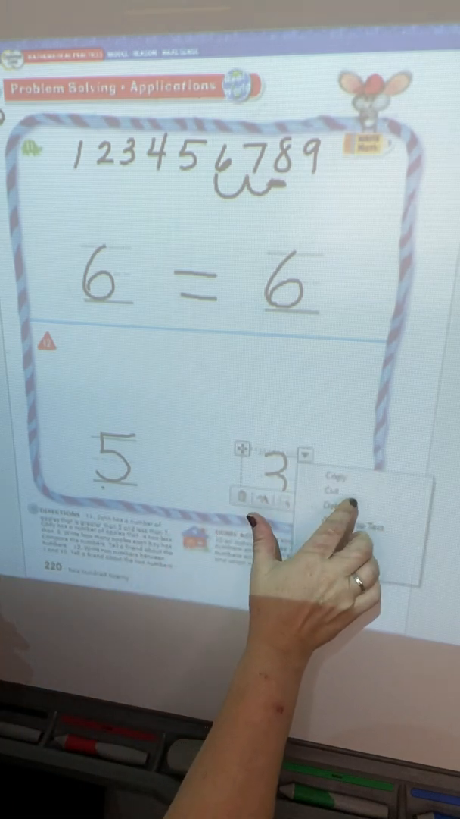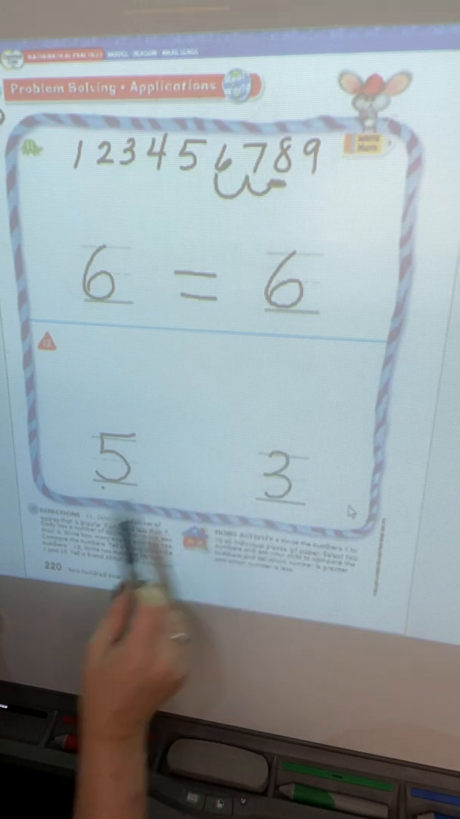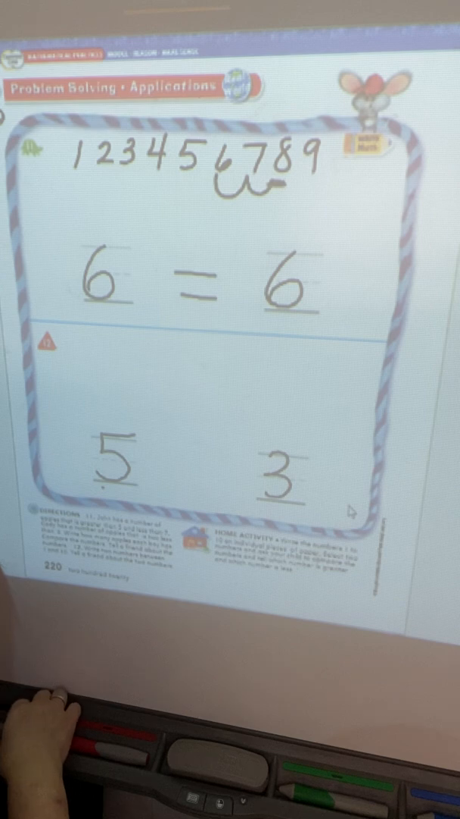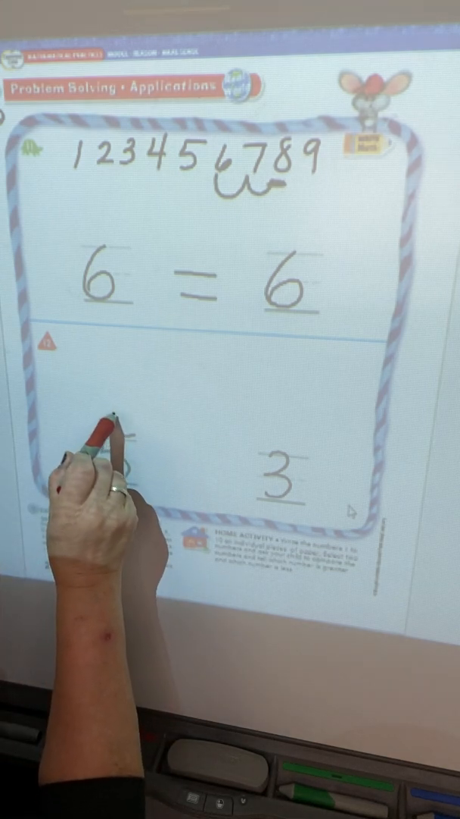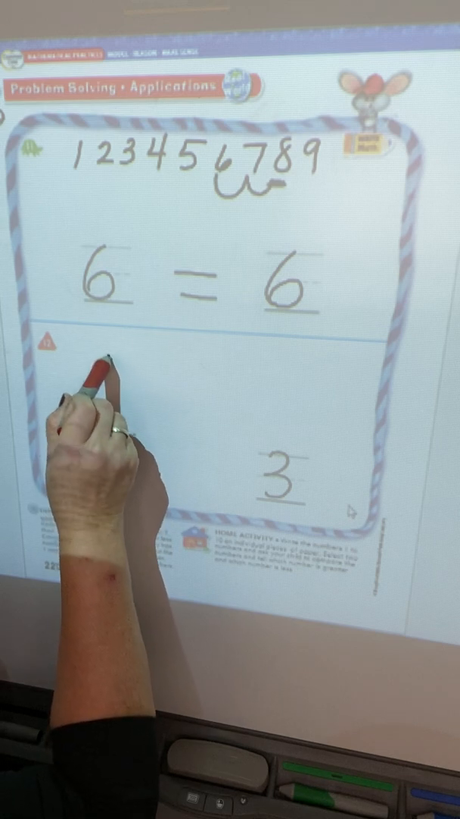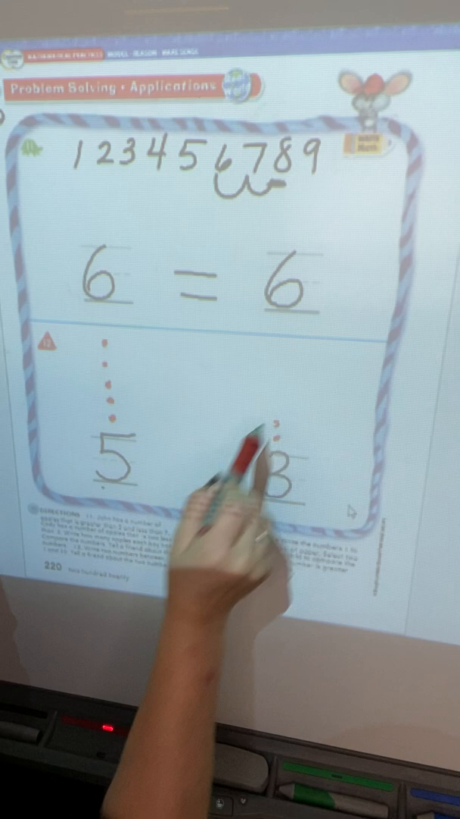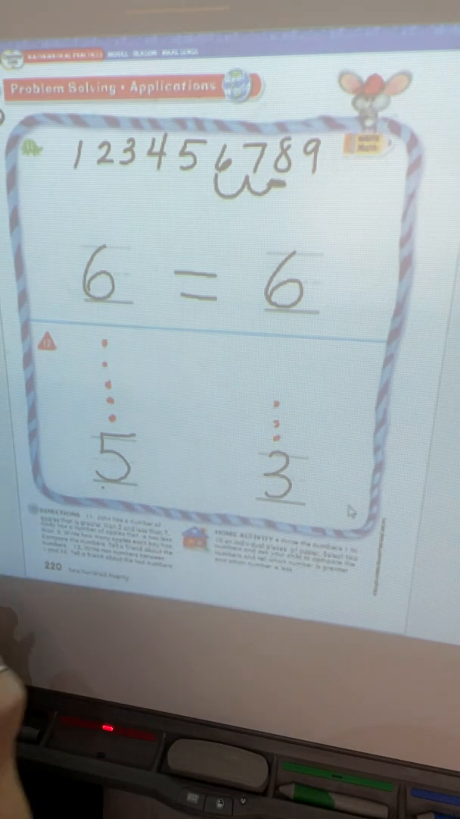Let me put my 3 back up here, sorry. We can compare them and know that 5 is greater than 3. Sometimes it might help some of you to see that. If you're not getting it, I'm going to draw 5 counters, 1, 2, 3, 4, 5. 1, 2, 3. Which one has less? 3 has less, and 5 has more.